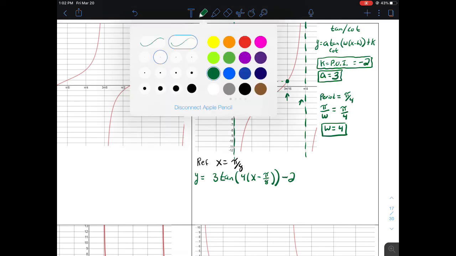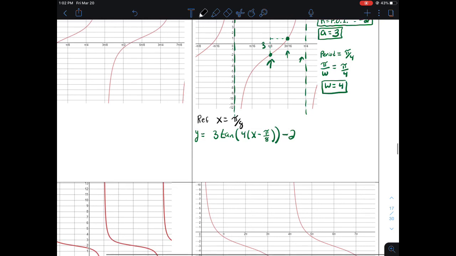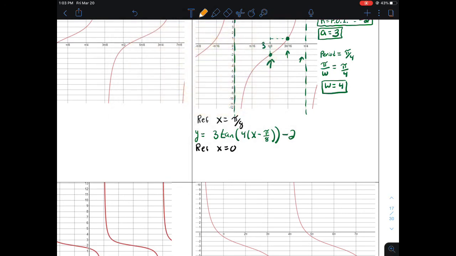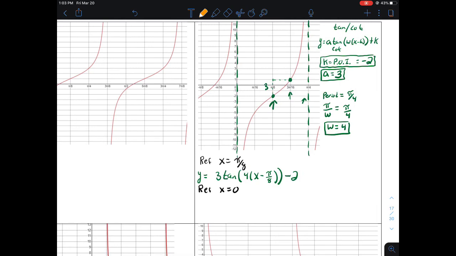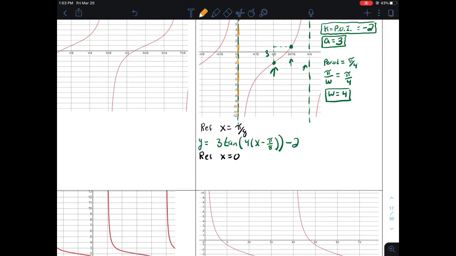Now, let me choose a different reference x value, x equals 0. If I wanted to create a cotangent equation for this same graph, I would have to base my function off a vertical asymptote. Cotangent, we write equations off a vertical asymptote. So I've got this vertical asymptote at 0. Cotangent of 0 is undefined, so that's why I pick my vertical asymptote.